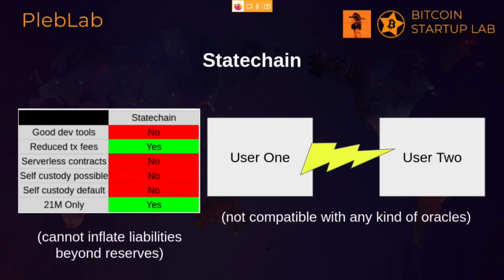is state chains. So state chains are another proposal by Ruben Samson, who's a Bitcoin developer, and it has the most reds of anything on this list. They're really cool though. So state chains do not have good developer tools. There's only one implementation of them called Mercury State Chain. You can Google that if you want more info. And they do have reduced transaction fees.